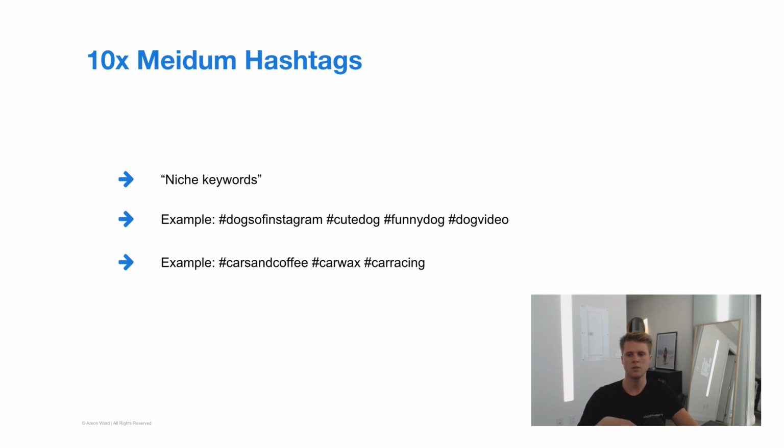Going off the cars example, this could be cars and coffee, car wax if you're waxing your car, car racing, or you're having a coffee by your car. Just make it actually relevant to what's going on. And then the long hashtags: in my mind, I like to think these are hashtags with a lot more words in them altogether.